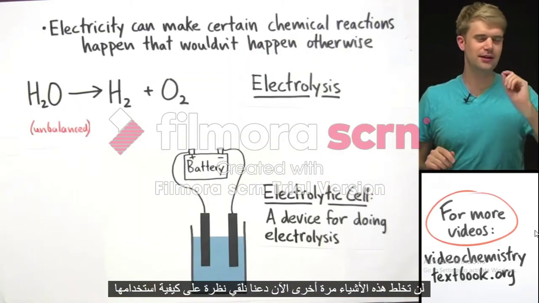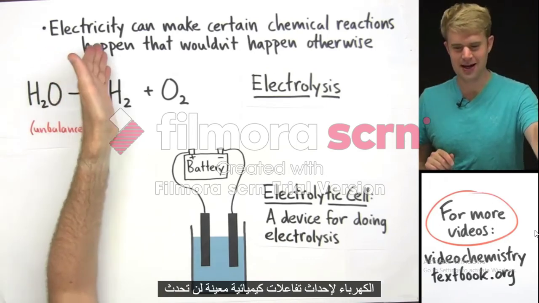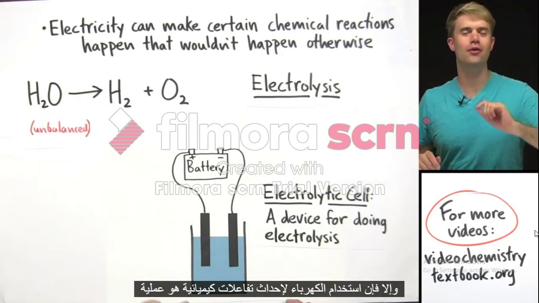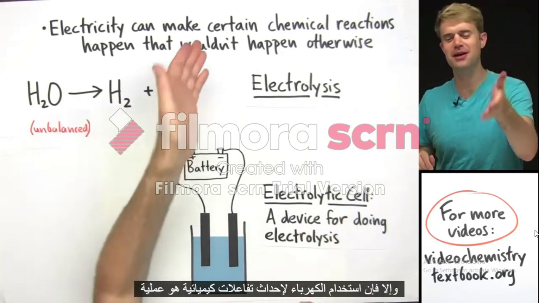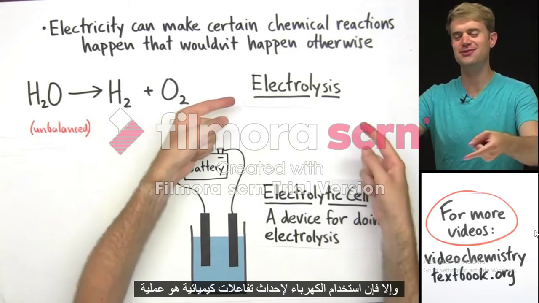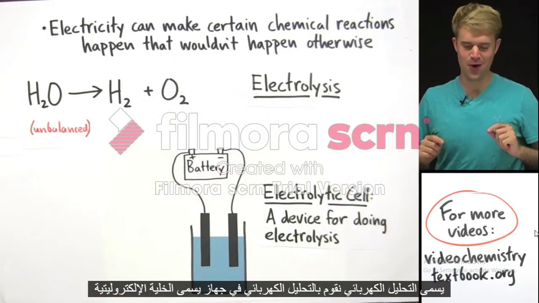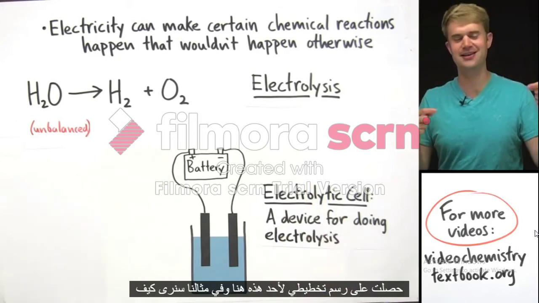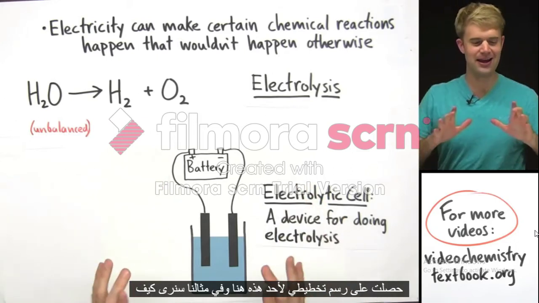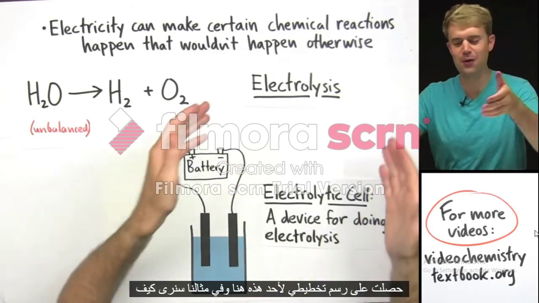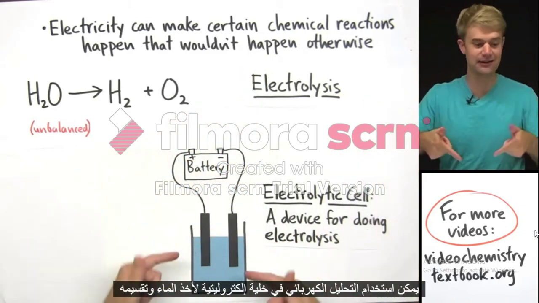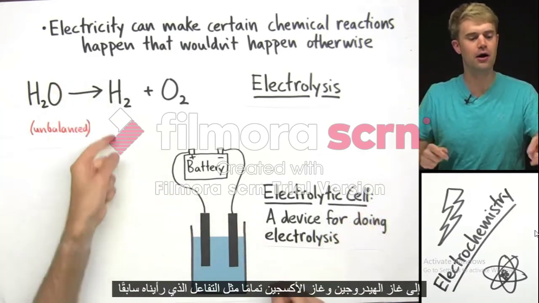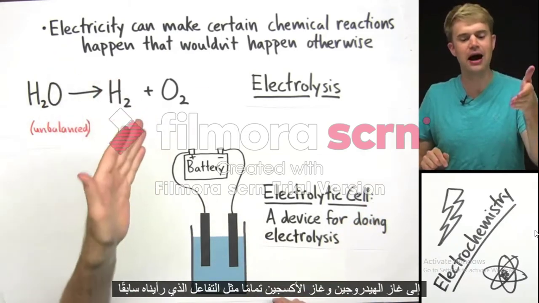Now, let's look at how we can use electricity to make certain chemical reactions happen that wouldn't happen otherwise. Using electricity to make chemical reactions happen is a process called electrolysis. We do electrolysis in a device called an electrolytic cell. I got a diagram of one of these here. In our example, we're going to see how we can use electrolysis in an electrolytic cell to take water and split it apart into hydrogen gas and oxygen gas.